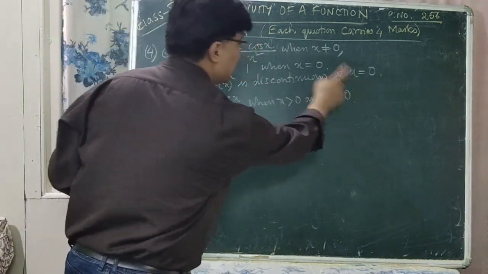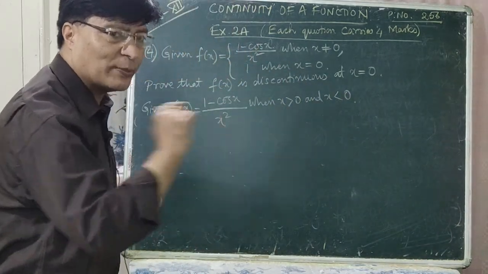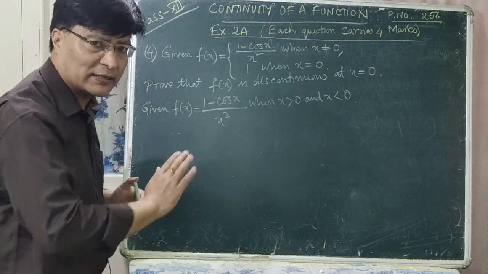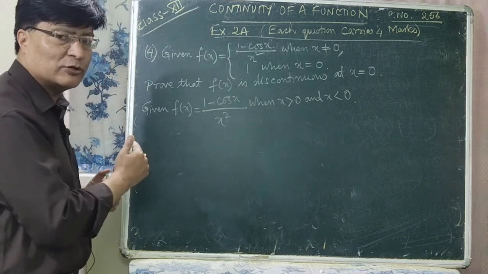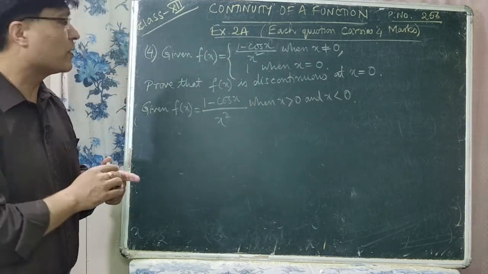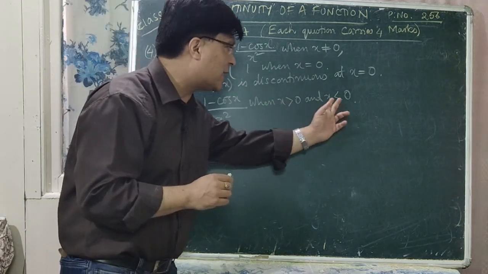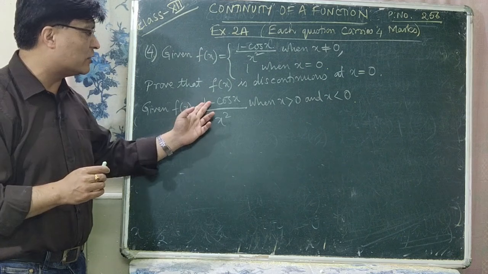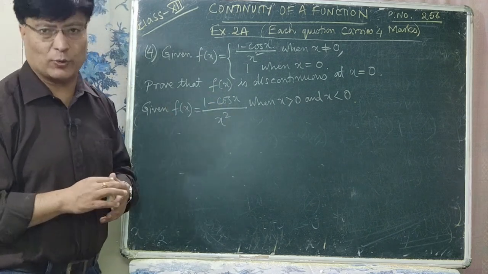And for x less than 0, x tends to 0 minus, right? x is approaching towards 0 from the left hand side, and on the left of x is equal to 0 all the values of x are less than 0. Is that clear? So for both the right hand limit and the left hand limit, we are using the same function f of x is equal to 1 minus cos x upon x square.